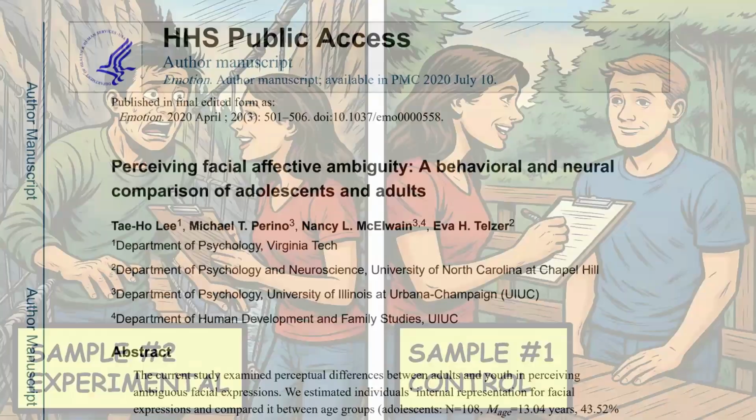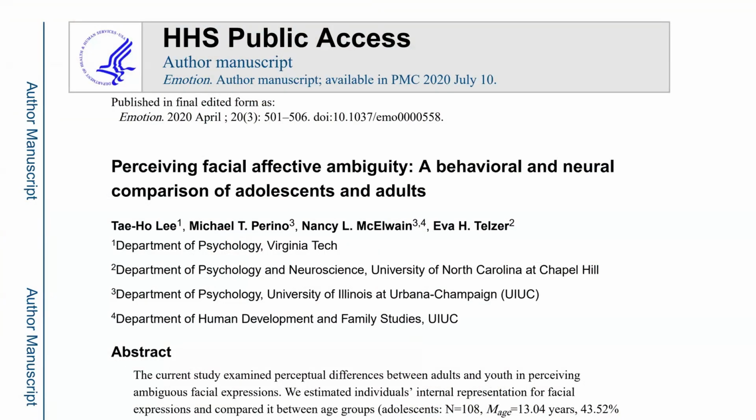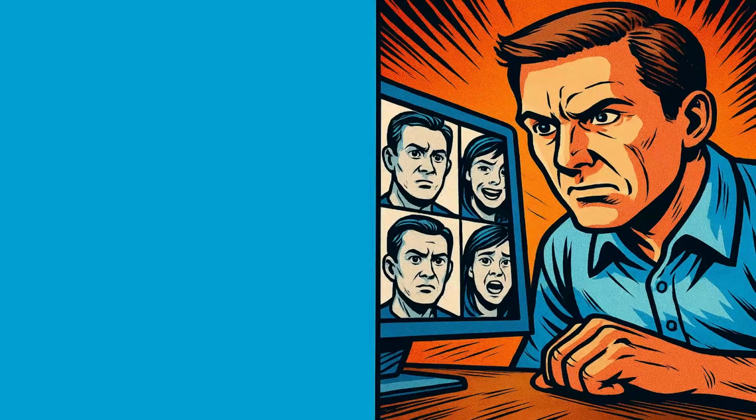All right, so let's finish up our look at the two-sample t-test with a more recent study by Lee et al. on perceiving facial affective ambiguity: behavioral and neural comparison of adolescents and adults. We're going to look at one part of this multi-study paper. They took a slider that morphs a face smoothly from happiness to anger. So you can have 0% happiness, 25%, 50%, 75%, 100%, and you morph it all the way from happiness to neutral and then from neutral to anger.